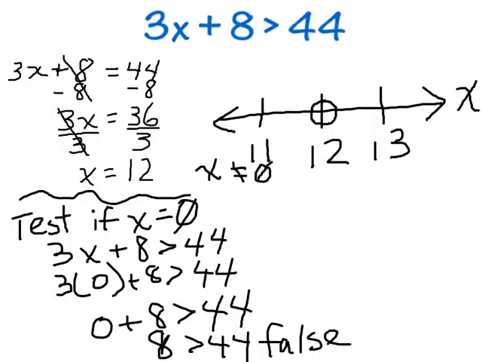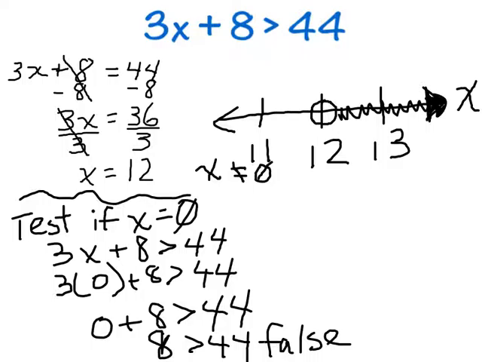That means x is not equal to 0. So the side of the number line over here that contains 0 is not part of my solution set. The side over here that does not contain 0 is my solution set. So all of these values over here make up the solutions to my inequality.